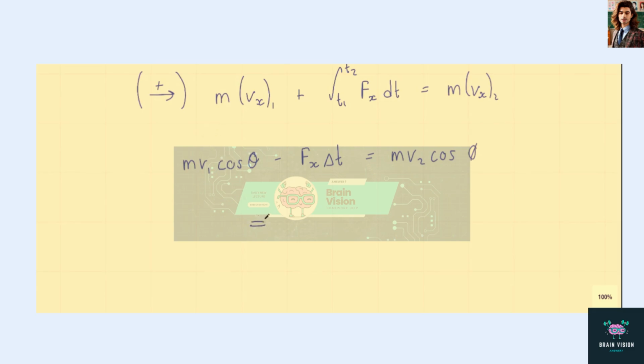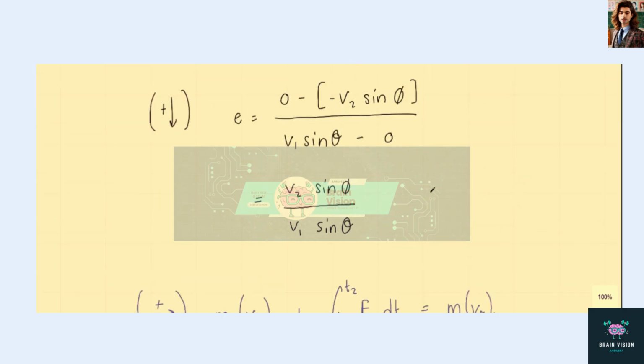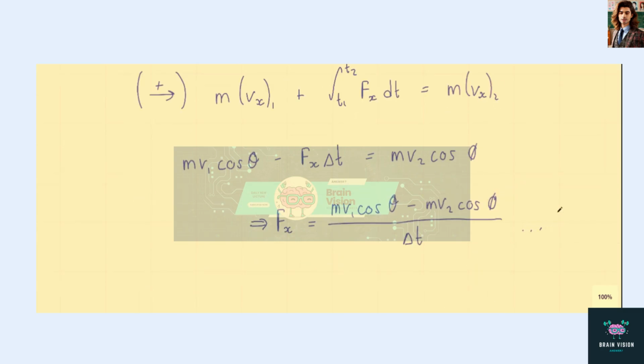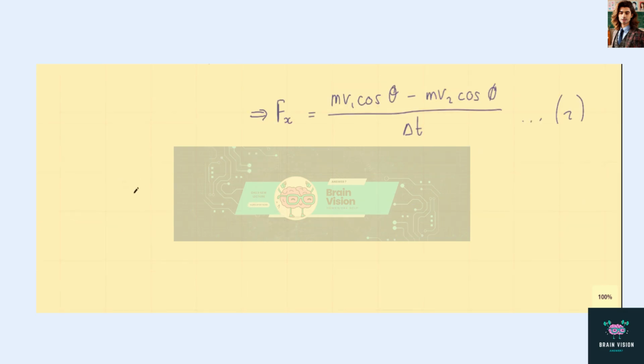We can rearrange this equation and find the x component of the force which causes the impulse. This is m v1 cosine theta minus m v2 cosine of phi, all over delta t. Delta t is the total time of the impact. We'll call our first equation for the coefficient of restitution equation 1, and this x component of the force equation 2. Now we need to find the y component of this force.